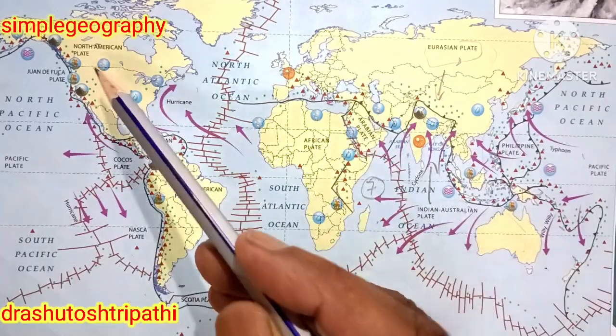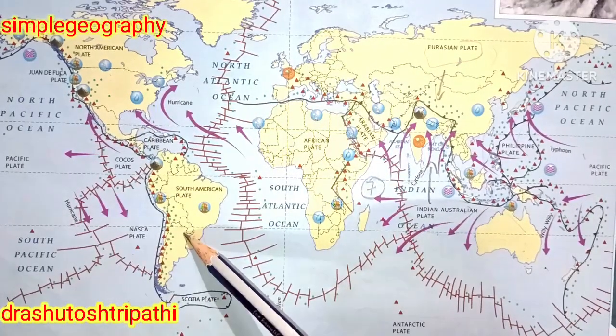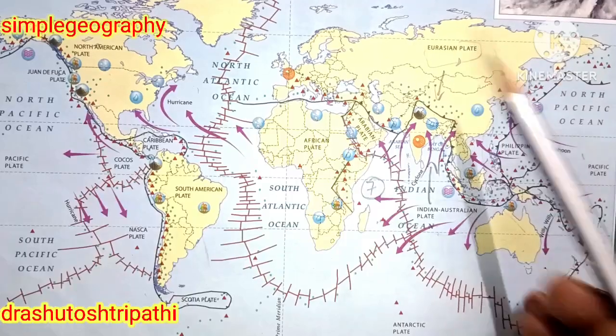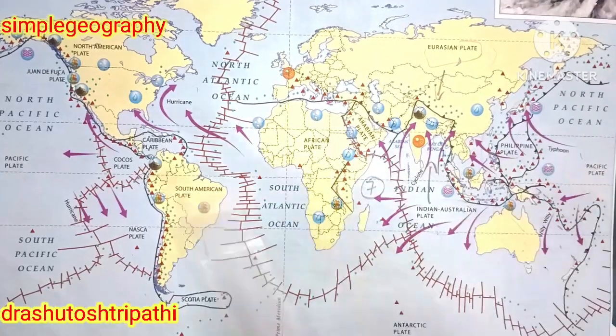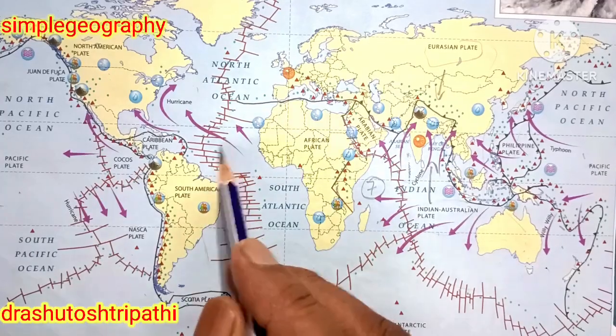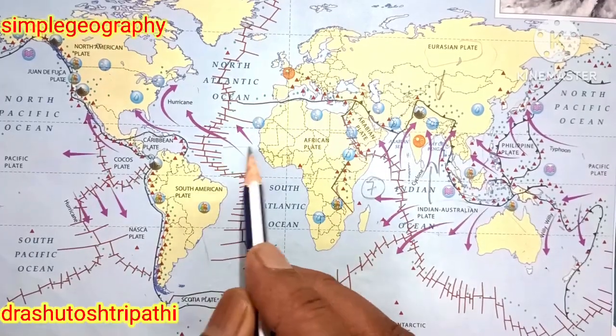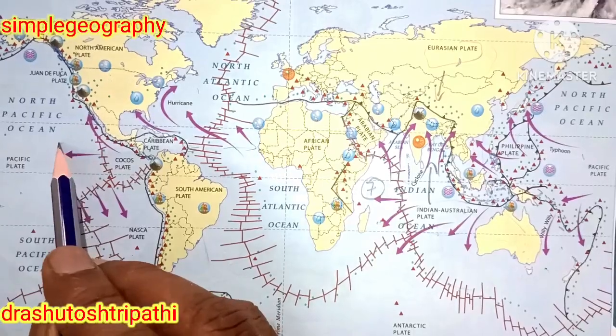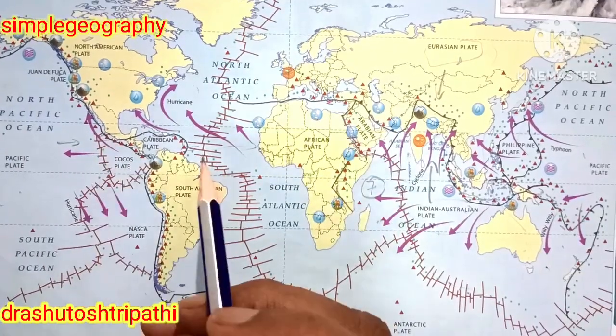There are the different plates: North American plate, South American plate, African plate, Eurasian plate, Indo-Australian plate, and on both sides is the Pacific plate. And when does an earthquake occur? When two plates move against each other, or when two plates collide with each other.